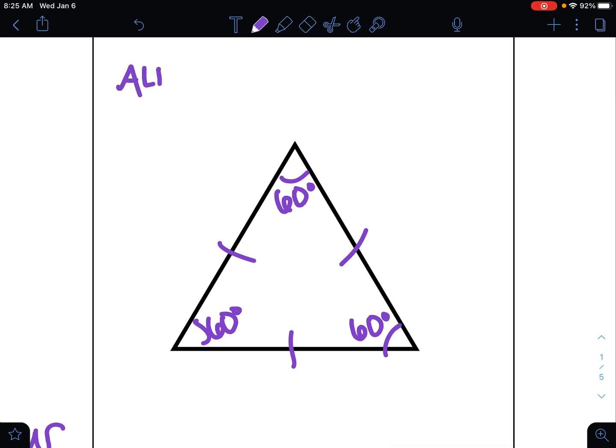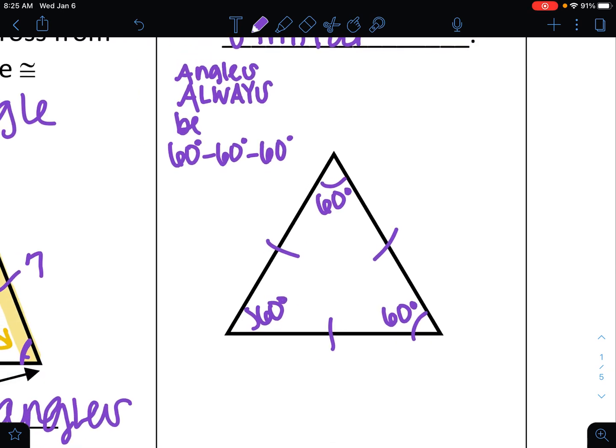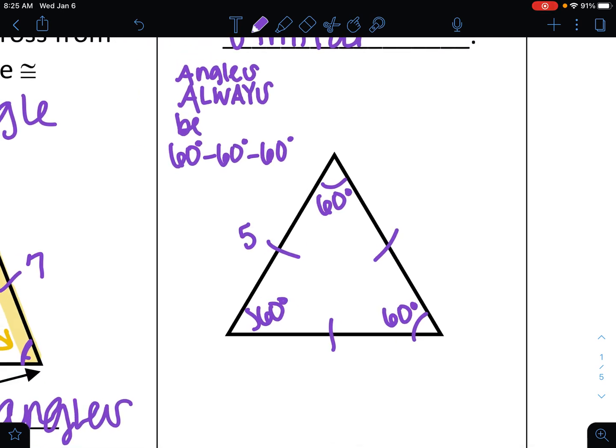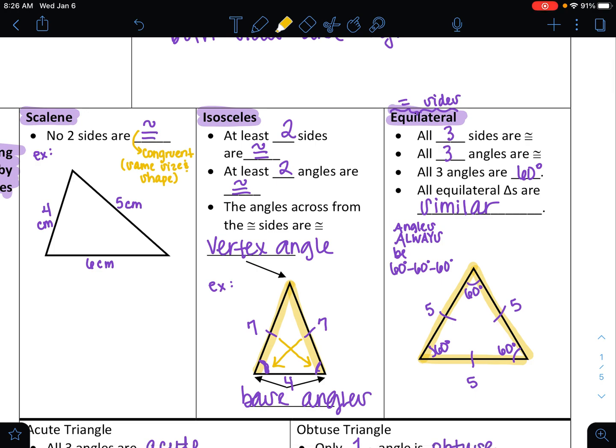So these will always be 60, 60, 60 for the angles. That will never change. The side lengths may change, but the angles will always be 60, 60, and 60. For example, this could be 5 centimeters or 5 feet or whatever. This one would also be 5, this one would also be 5. So that would be the sides. I'm going to highlight the sides that are congruent, which will be all sides. All right, so that is equilateral.